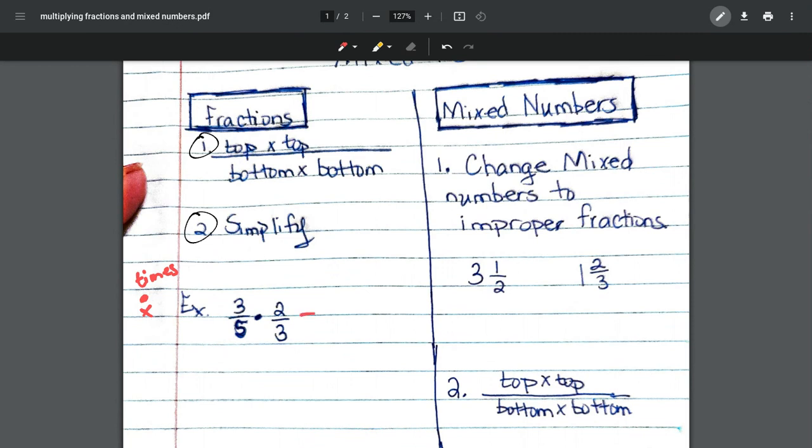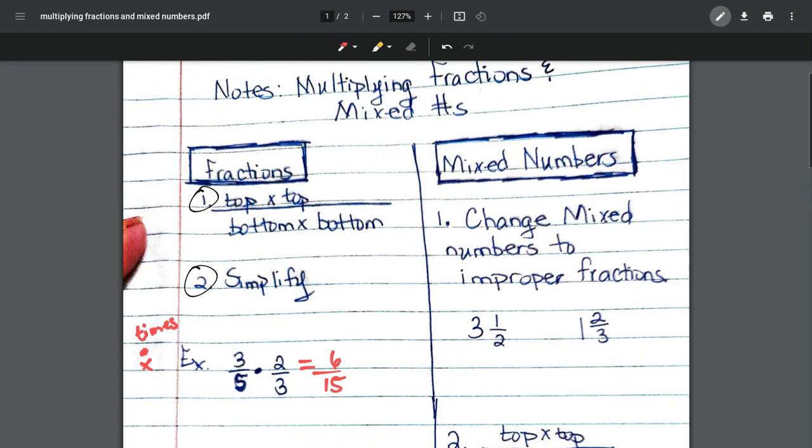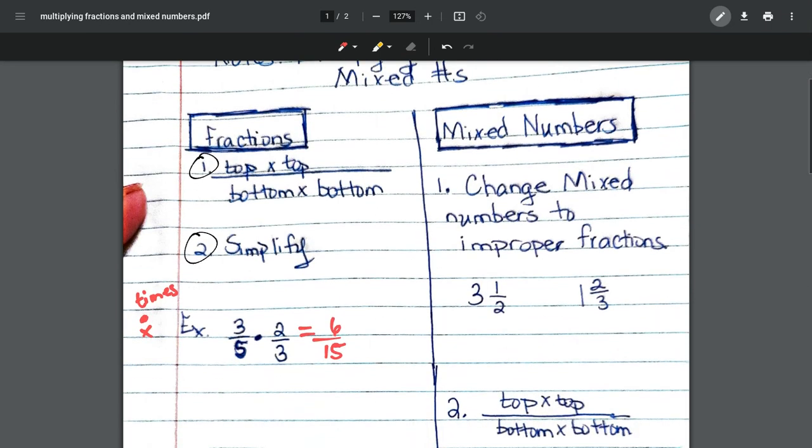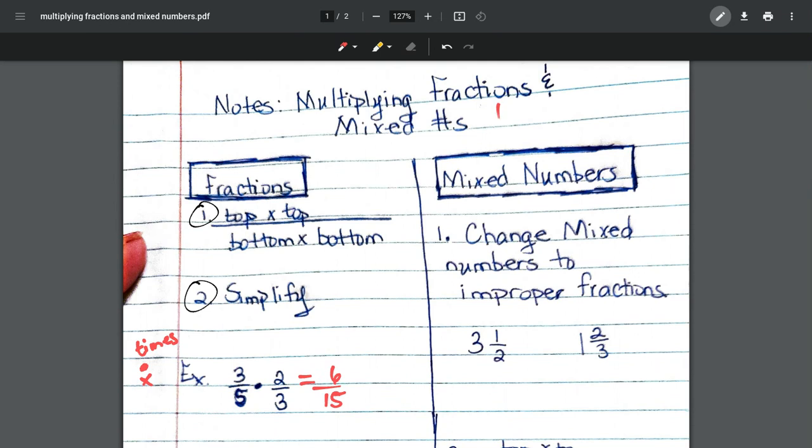So I'm going to multiply across the top, you get 6. Multiply across the bottom, you get 15. I'm not concerned about whether or not you can simplify it. We'll just stick with 6/15. Now, when you multiply or divide fractions, you do not need a common denominator. Common denominators are only needed for addition and subtraction, guys.